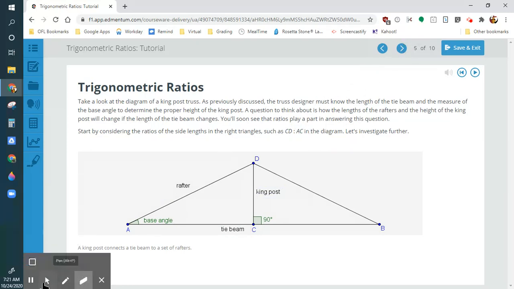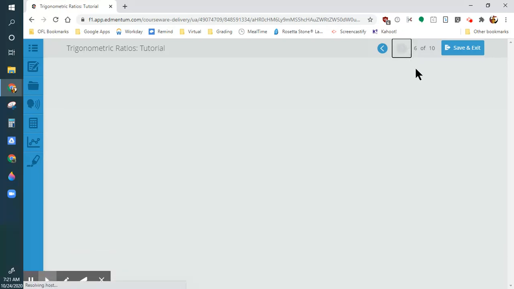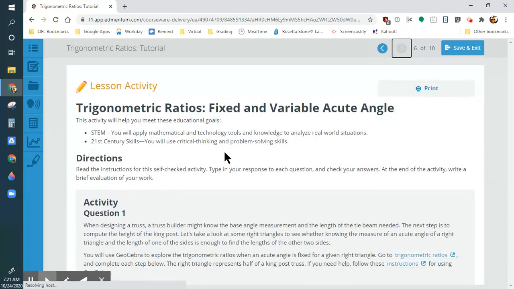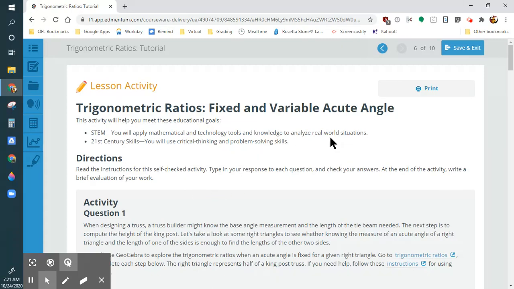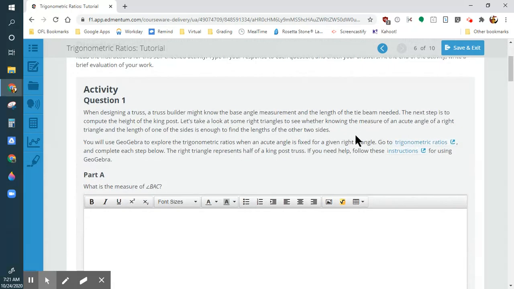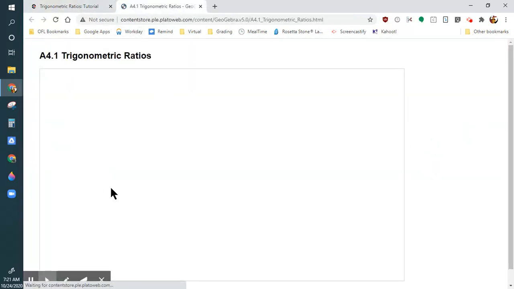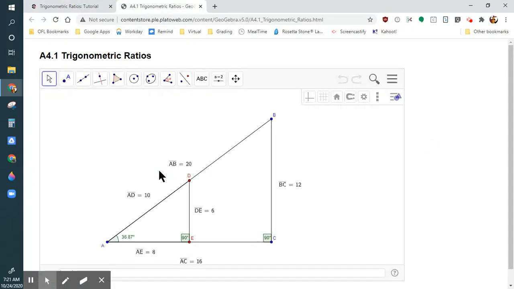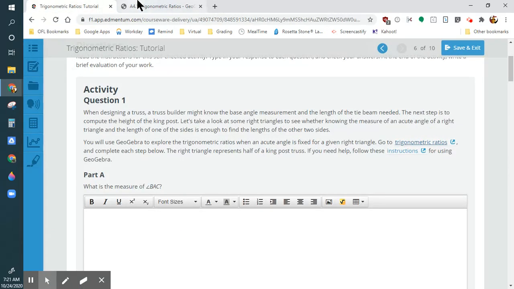So let's go into the next one. This is a short module. I was surprised how short this was. All right. Computer's loading slow. There we go. So now we're going to design a truss. What is the measurement of the angle BAC? So let's go into our picture, trig ratios. What is the angle of BAC?